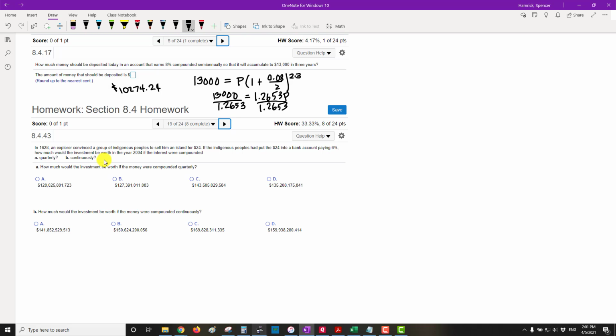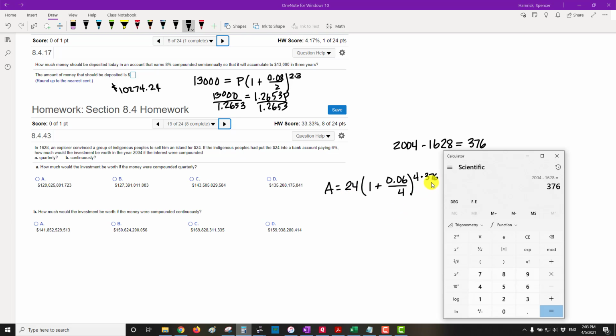Let's write out the equation for that. So here we're trying to find the future value. So we know the present value, and again, present is what it was originally. It's not always what the amount is today. Sometimes students have that confusion. It's what was the amount of dollars at the beginning of the process, and it was $24 at the beginning back in 1628.